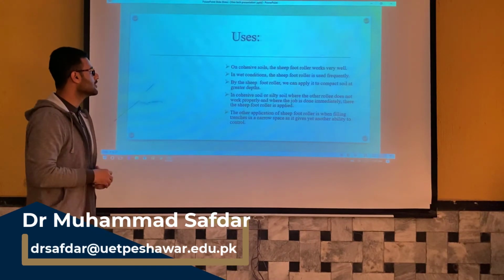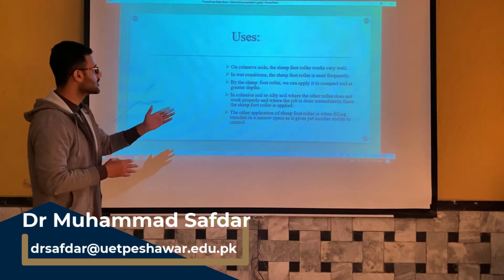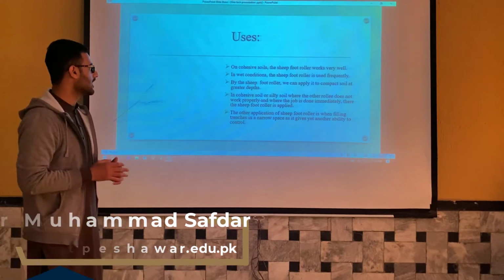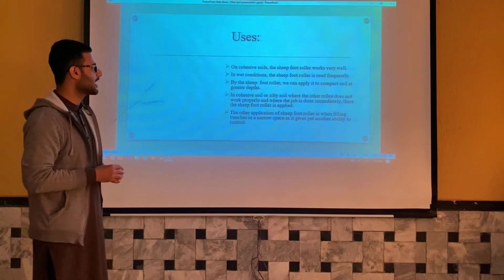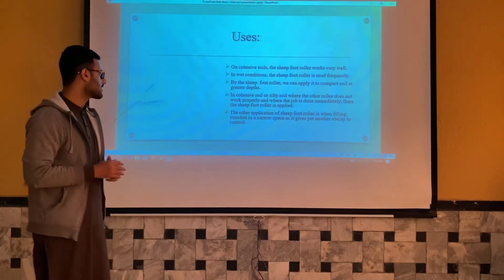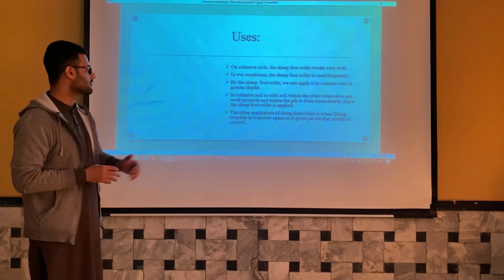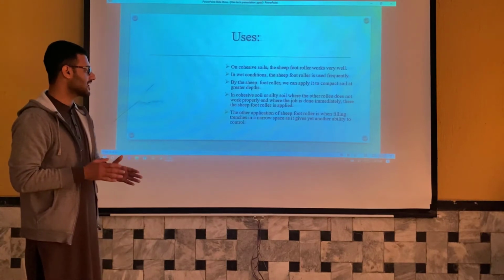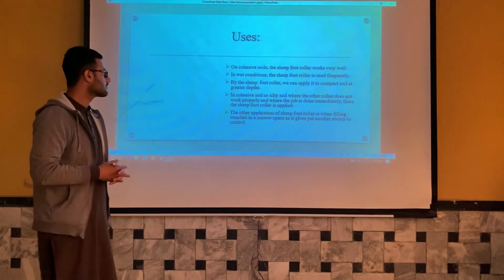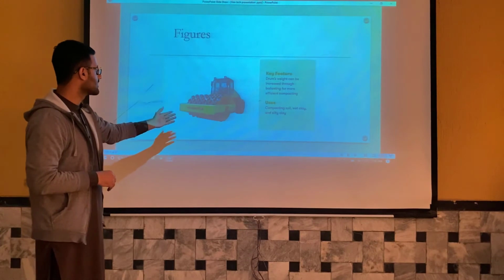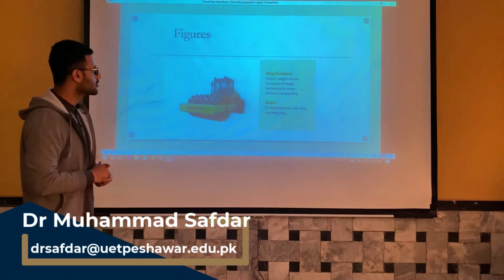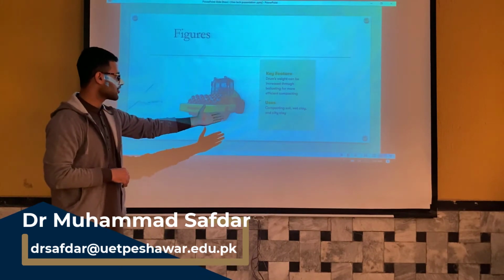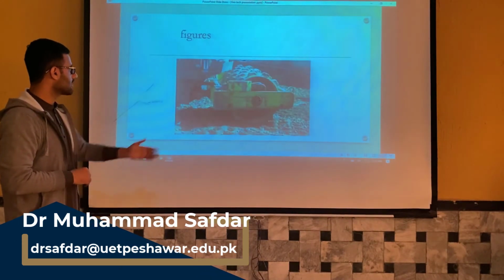Now, where do we use the sheep foot roller? On cohesive soils, the sheep foot roller works very well. In wet conditions we also use this type of roller, and we can apply it to compact soil at a greater depth. Another application is when filling trenches in a narrow space, where it gives better ability to control it. You can see the sheep foot roller and its lugs here, and it is used on wet clay, compacted soil and silty clay.